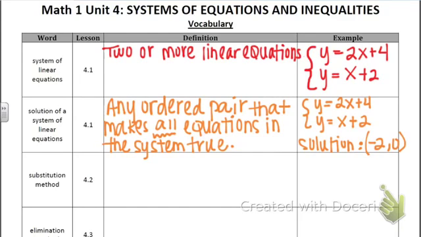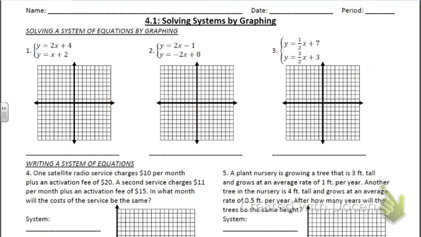Graphically, let's think about it. If I have only one point on one line that's true for the other line, what do you think it will look like? So let's say I have a line that goes like this and a line that goes like this. Where do you think the solution is going to be? Right where they cross. And that's what we're going to talk about today. Okay, so turn the page to lesson 1. We are going to solve systems of equations only by graphing today. So that's all we're doing today.